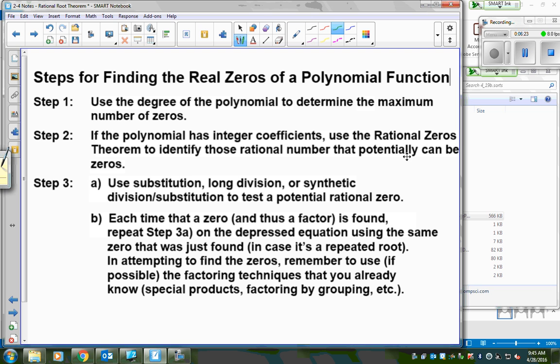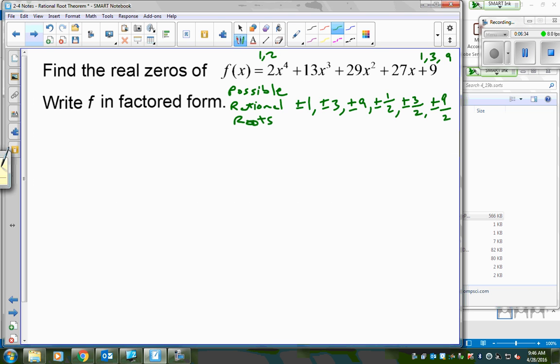Let me go back, actually. This is on your notes. First step I skipped over. Look at the degree to find out how many roots you're looking for altogether. Then list all the possibilities like you did. Then you test them, which is what we're doing now. So which one do you want to test first?